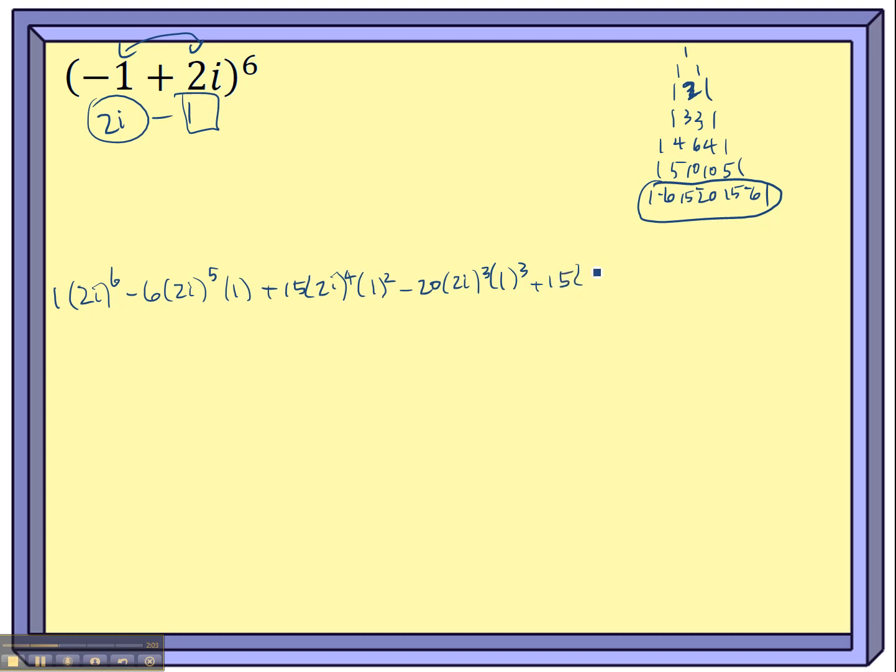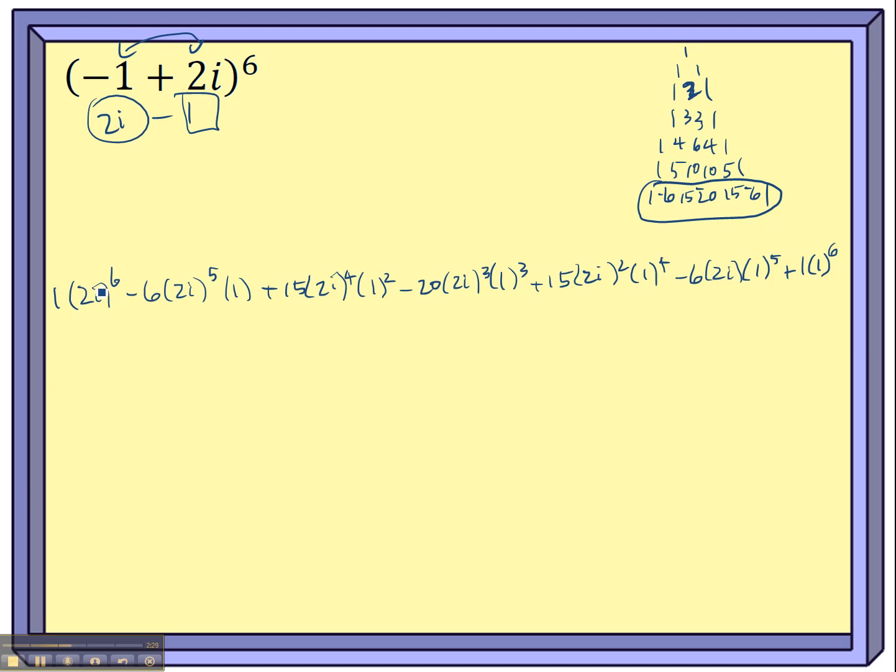plus 15, 2i squared, 1 to the 4th power, minus 6, 2i to the 1st power, 1 to the 5th power, and then finally plus 1 times 1 to the 6th power. Okay, whole bunch of simplifying.